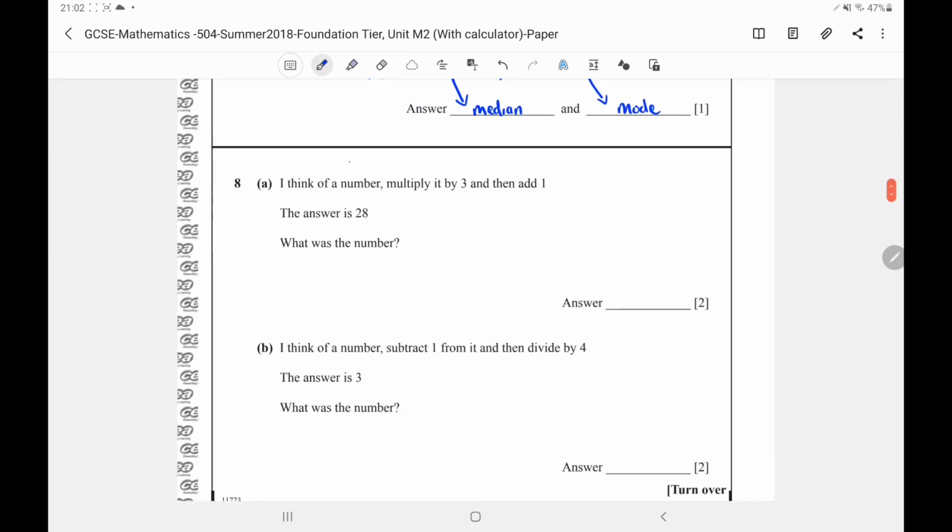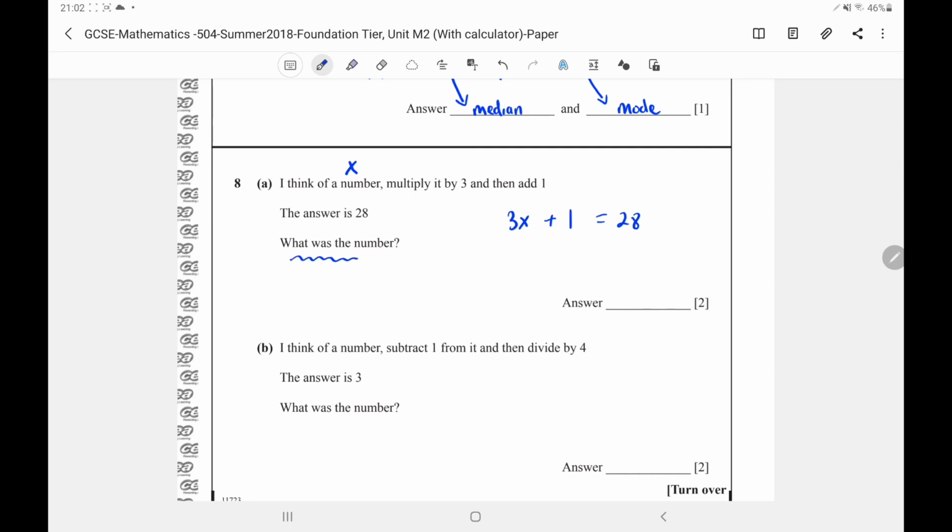Question 8, I think of a number. Let's call that number x. Multiply it by 3 and add 1. So if I take our number x and multiply it by 3, I get 3x. And if I add 1, I get 3x plus 1. And whenever I do that, the answer is 28. So what was the number?